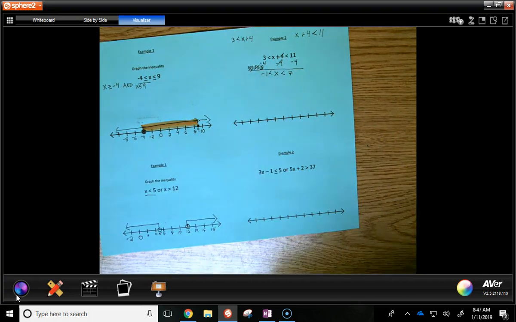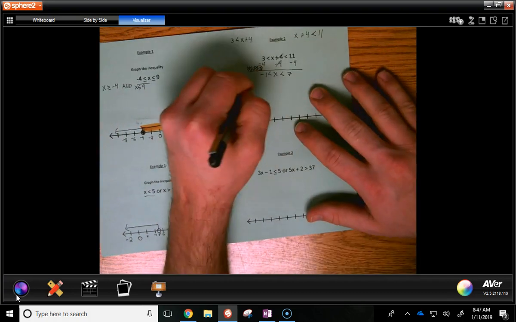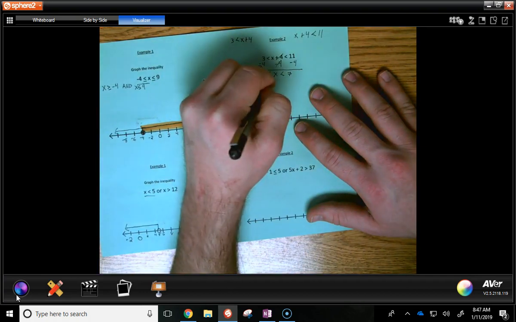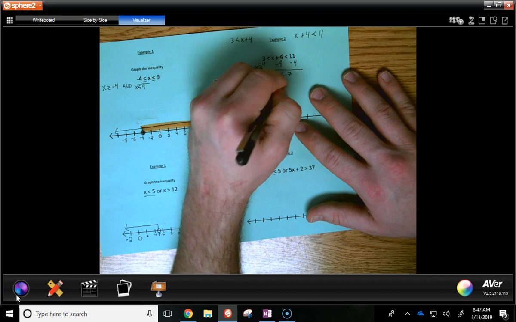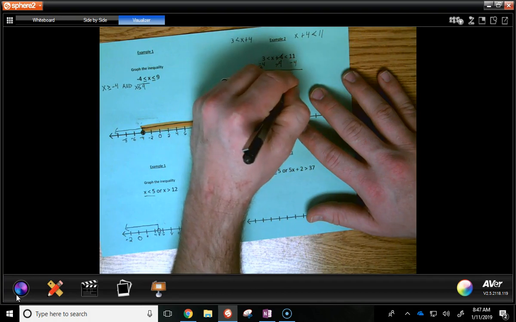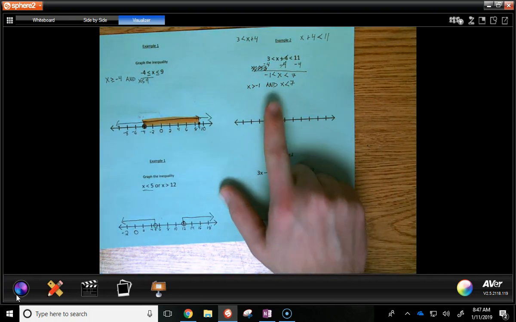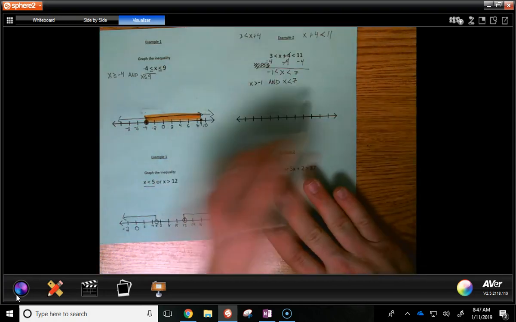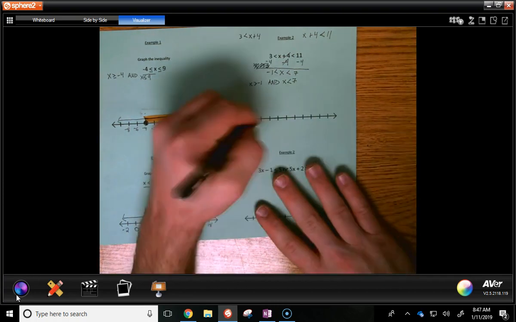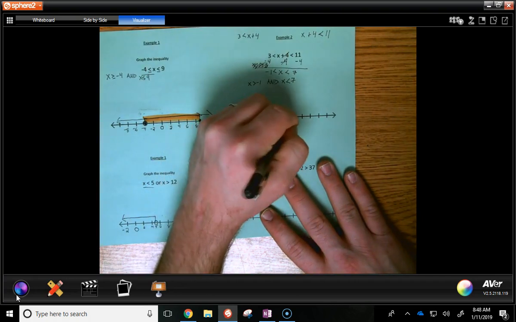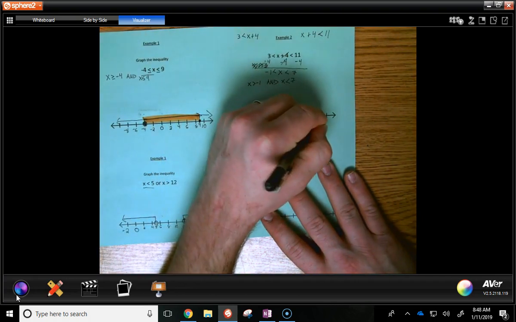I now get to graph this. If you want to do the flip-flop like I was doing with these ANDs, this would be x is greater than -1 and x is less than 7. A lot of times my students have found that this is easier to graph. So when I graph it, my number line needs to cover between -1 and 7. So I'm going to go -4, -2, 0, 2, 4, 6, 8, 10, 12.